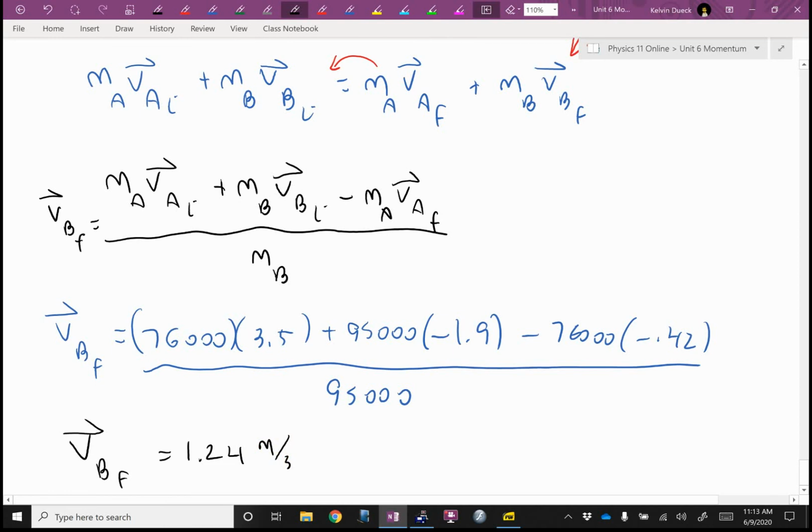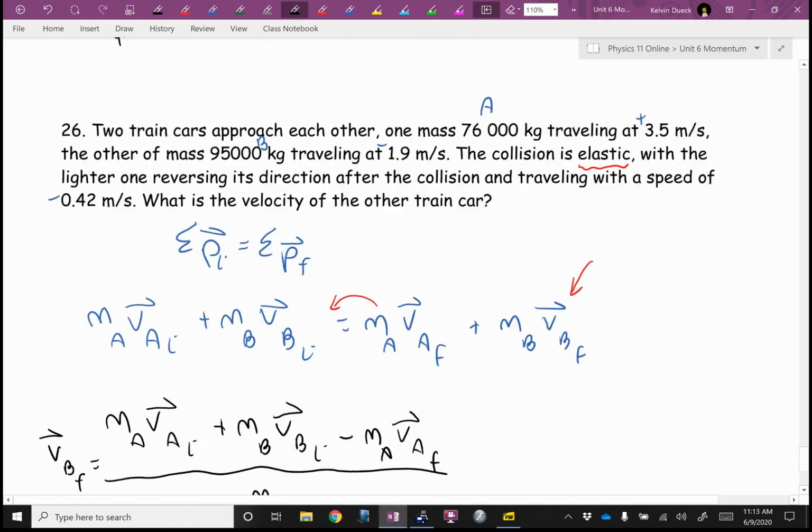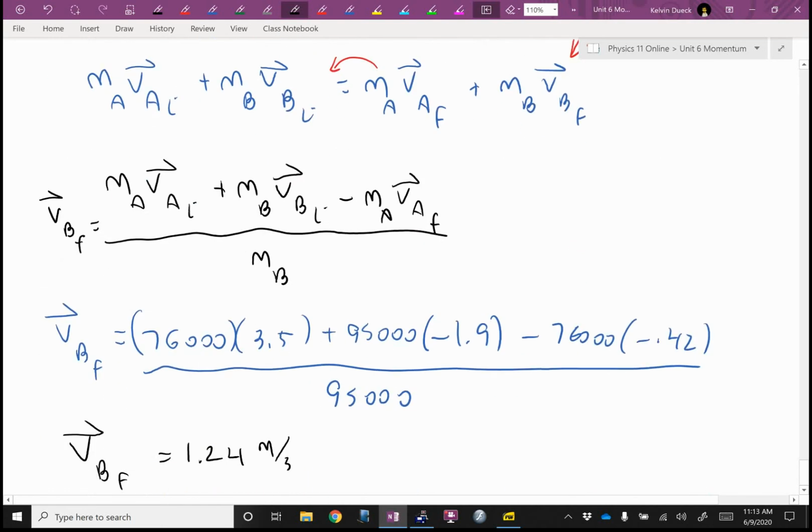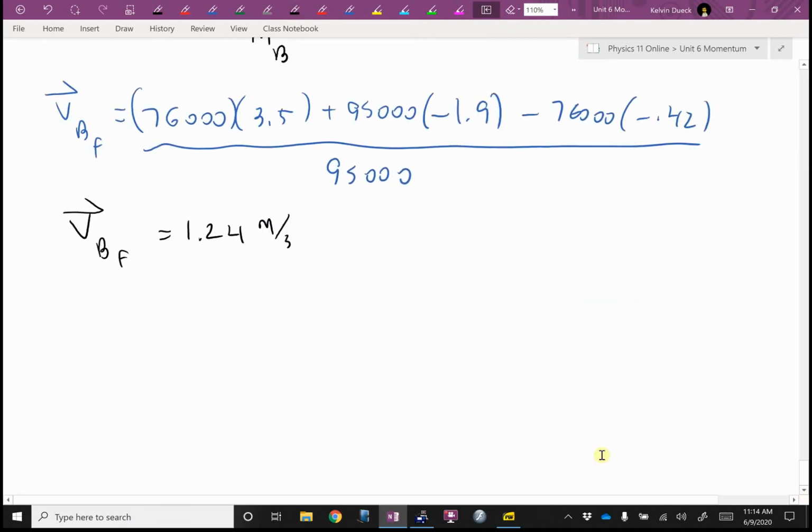Did I give east and west directions, or did I just say opposite directions? So if I'd given you directions, it's in the same direction as the lighter car. Opposite direction from the heavier car's initial velocity. The heavier car reversed direction and bounced backwards.